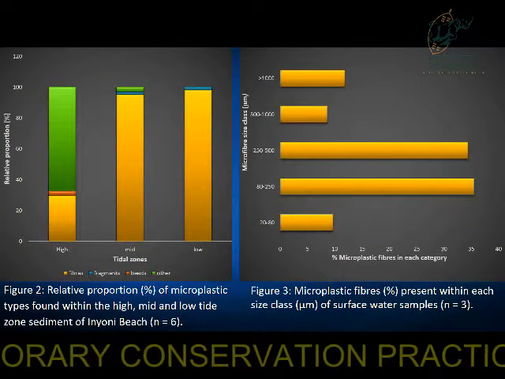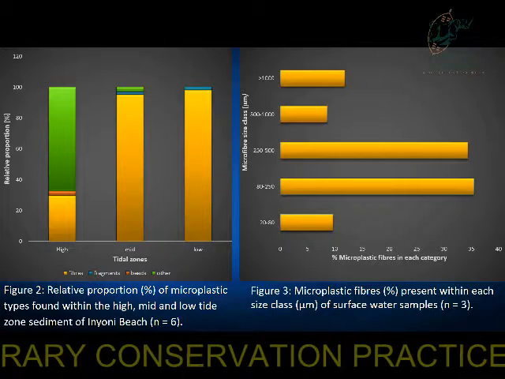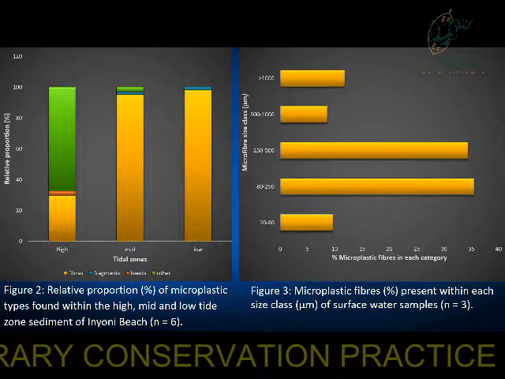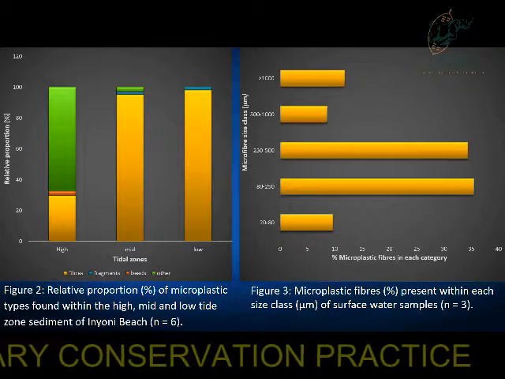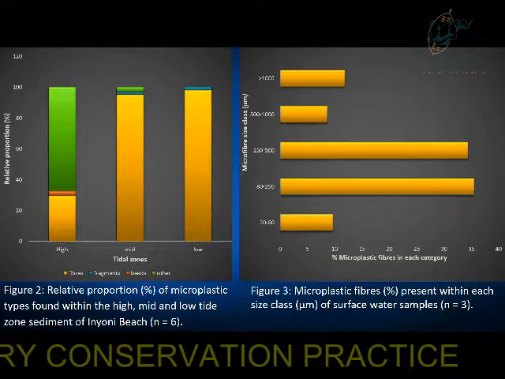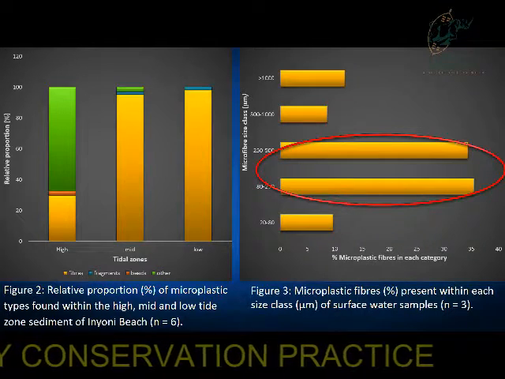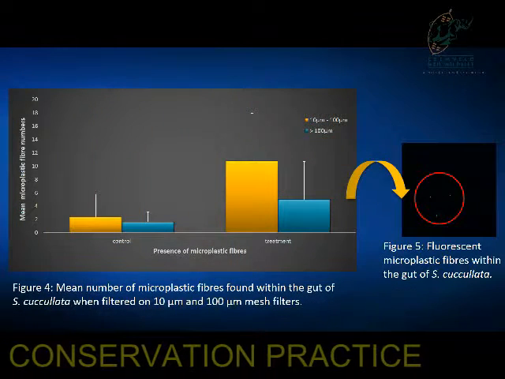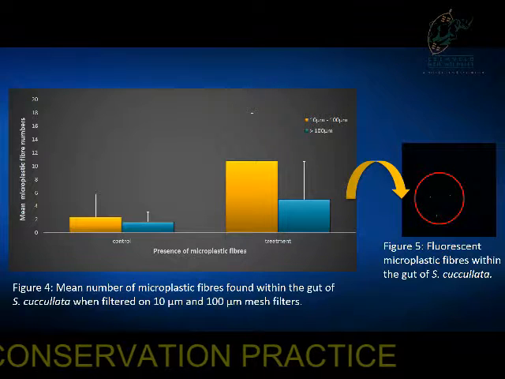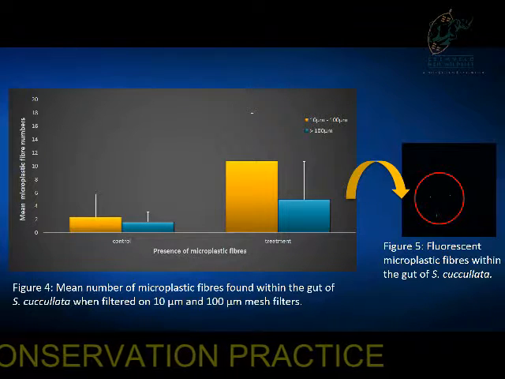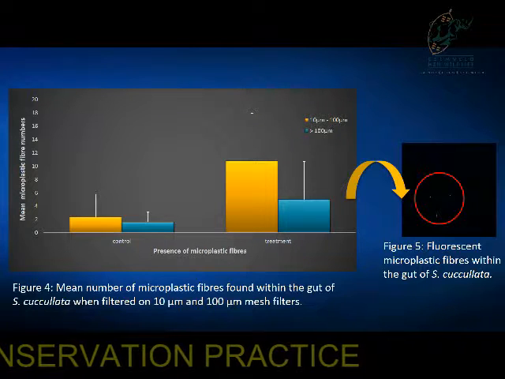Fibers were also deemed most predominant at Inyoni Rocks, with all of the tidal zones containing fibers. And 70% of the water samples contained fibers within the size range of 80 to 500 micrometers. In the uptake preliminary experiment, the microplastic fibers were successfully ingested by all 10 of the oyster specimens, with an average of about 10 particles per organism.